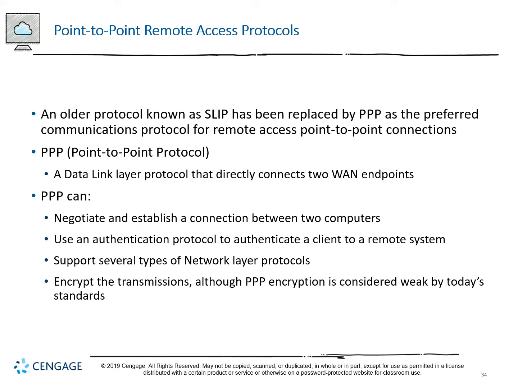There's an older protocol known as SLIP that we used to use, which has now been replaced by PPP, or Triple P, as the preferred communications protocol for remote access point-to-point. So PPP is a data link layer protocol that directly connects two endpoints of a WAN. The PPP protocol can negotiate and establish a connection between two computers, use an authentication protocol to make sure that a client and a remote system are able to verify one another, support several types of network layer protocols, and encrypt transmissions. Although PPP is considered fairly weak by today's standards, we do also want to augment that where we can.